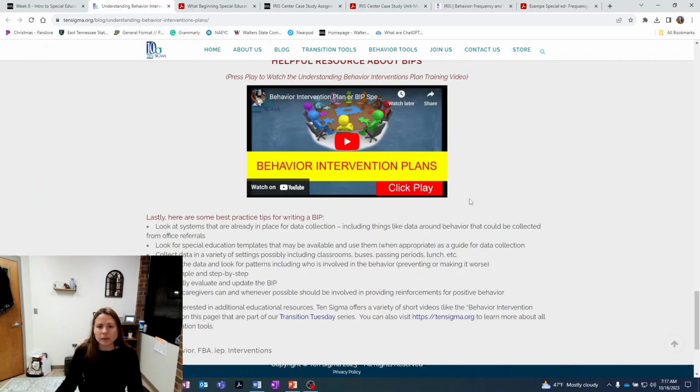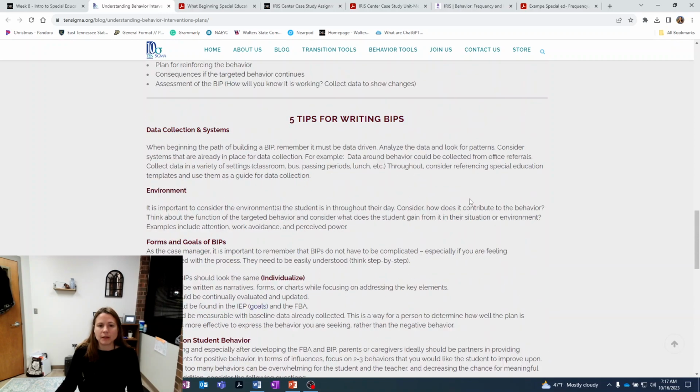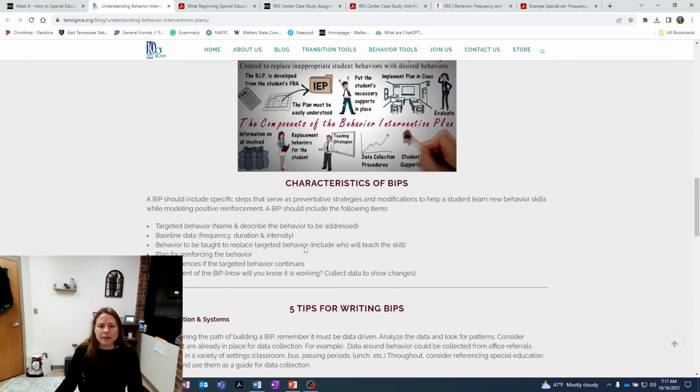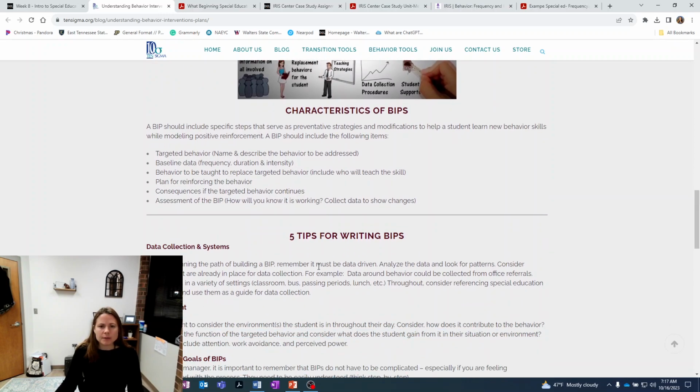It explains a little bit more about the behavior intervention plan. Here are some characteristics, some steps that really help you go into those preventative strategies and modifications that we talked about. So this is helping the child learn new behaviors, right, new skills. Whenever we're doing this behavior intervention plan, it should address or have the following things.